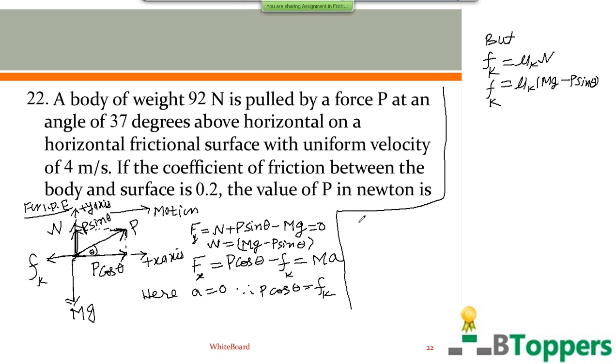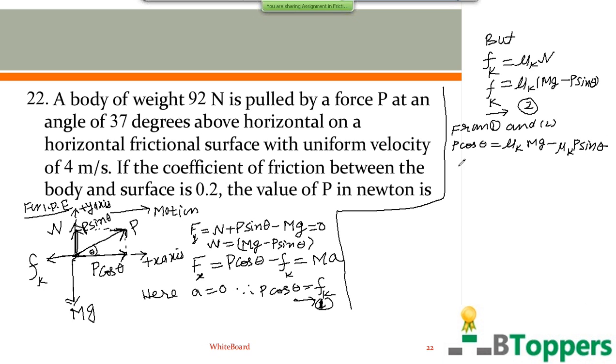You call this the second equation. You can substitute the value of Fk from the first equation into the second equation. So from the first and second equations you can write P cos theta equal to mu k into mg minus mu k into P sin theta.